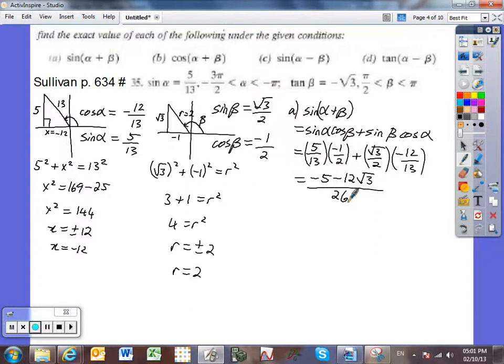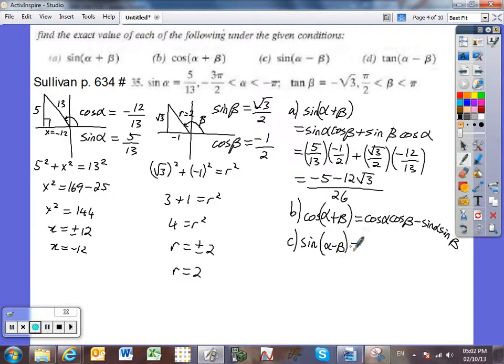Part B asks us for the cosine of alpha plus beta. That's going to be the cosine alpha cosine beta, take the opposite sign, minus sine alpha sine beta. And again, we're just going to substitute. I assume that you can do that. C, we know that the sine of alpha minus beta becomes the sine of alpha cosine of beta minus the sine of beta cosine of alpha. I'm sure you can substitute from here.